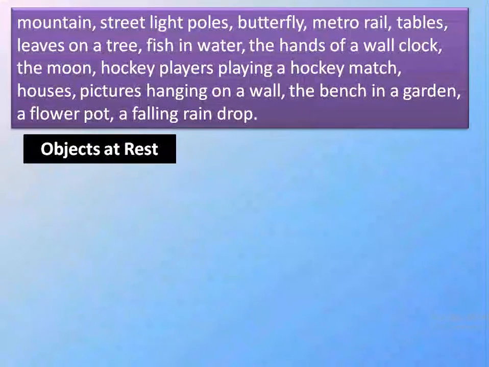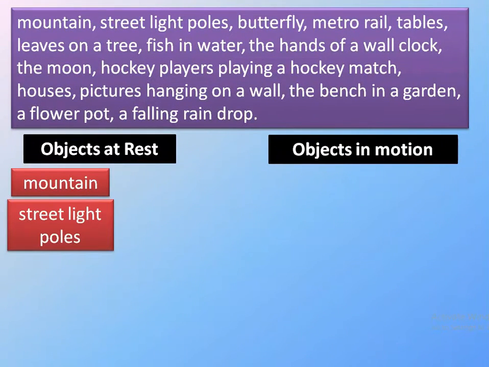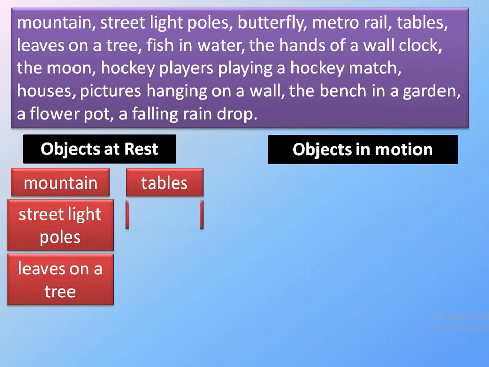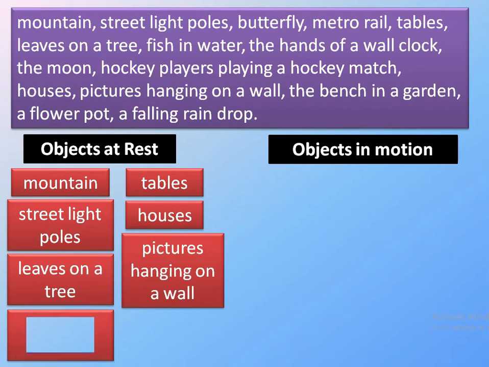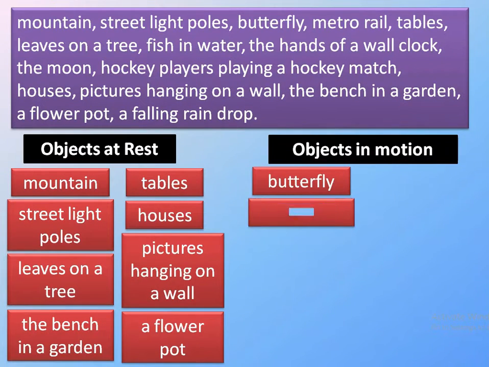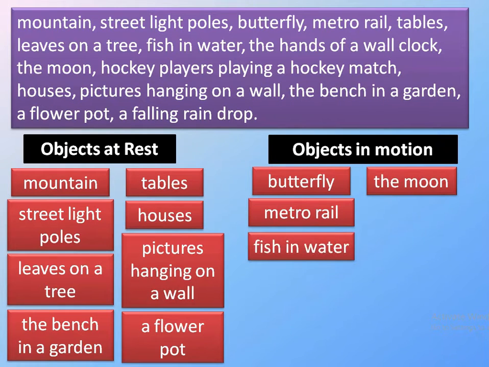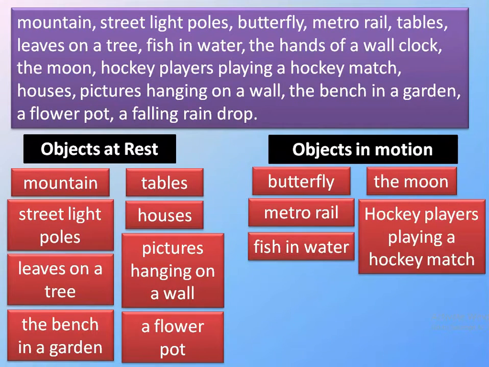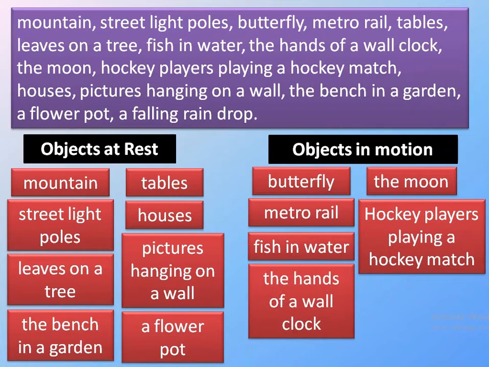Now, objects at rest are mountain, street light poles, tables, leaves on a tree, houses, picture hanging on a wall, the bench in a garden, a flower pot. Objects in motion are butterfly, metro rail, the moon, fish in water, hockey players playing a hockey match, the hands of a wall clock, a falling raindrop.